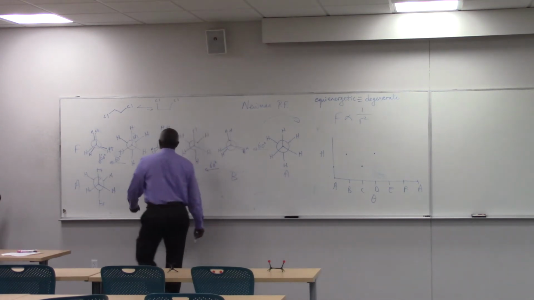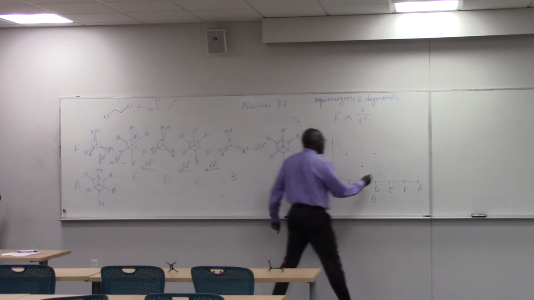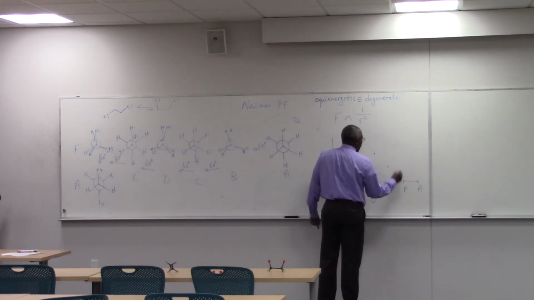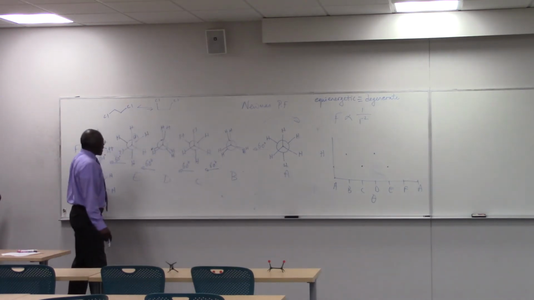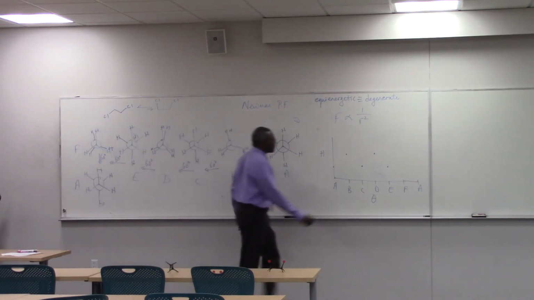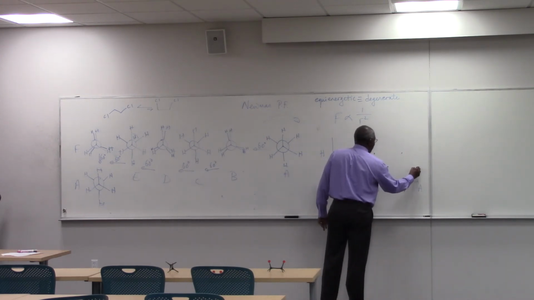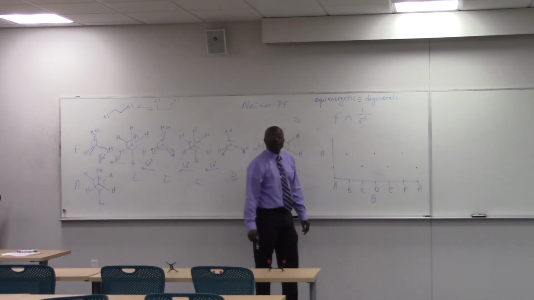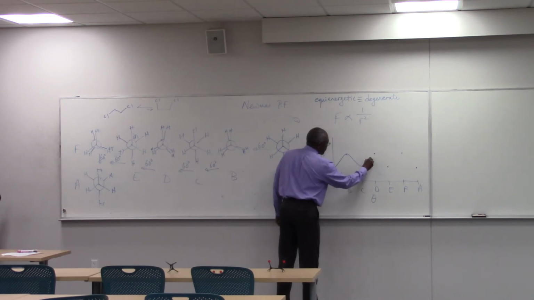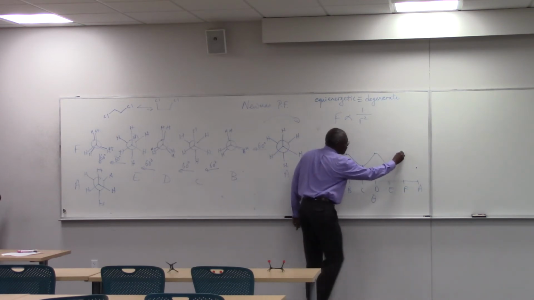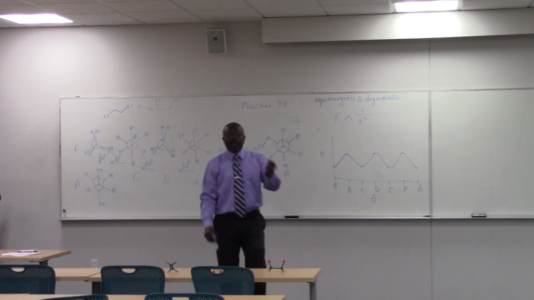Not surprisingly, the energy of E is the same as the energy of C and A. You know where this is going? The energy of F is the same as the energy of D and B. And the energy of A is the same as the energy of A. So when I plot the graph of enthalpy against dihedral angle, I get a nice sort of sine wave looking thing.